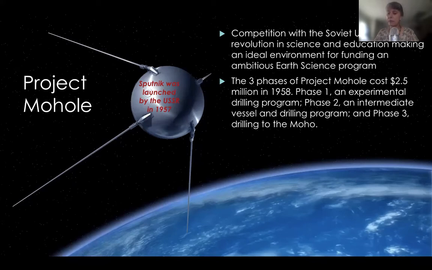In addition, the Russians, the Soviet Union, was also looking for the Moho, but they had chosen to look for it on land, and they started a 10-year project to drill down to the Moho. The US had a different idea. They said, we can't drill on land, we're going to drill in the ocean. And they came up with this idea of Project Mohole, which in 1957, they got $2.5 million to begin. And they began phase one, which was an experimental drilling program to see if they could drill in the ocean. Phase two, they were going to get a vessel and start a drilling program. In phase three, they were going to drill to the Moho.